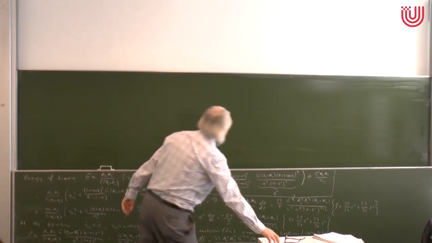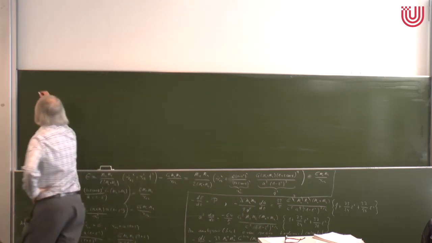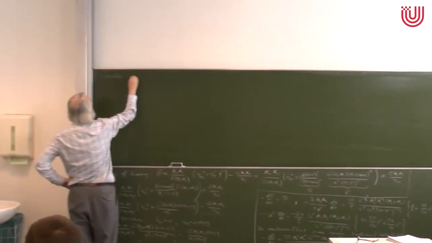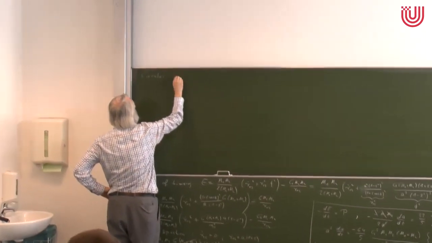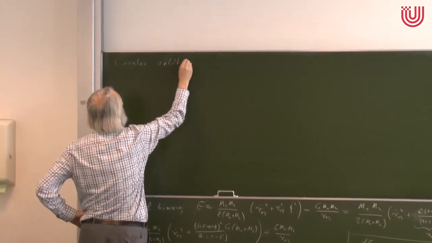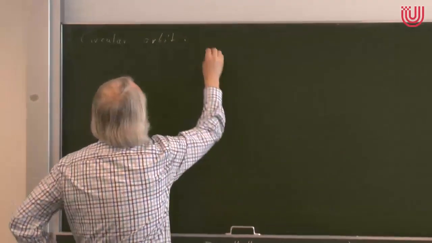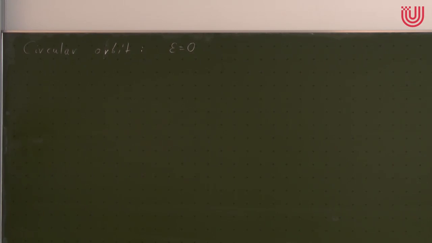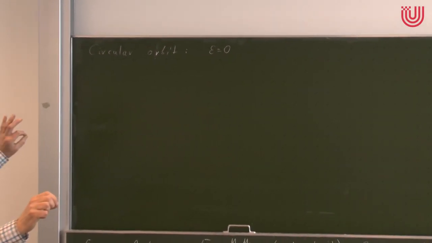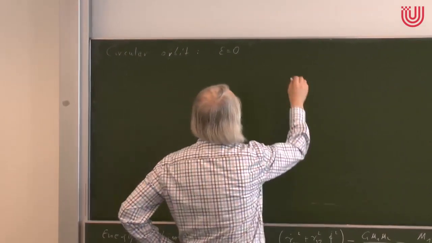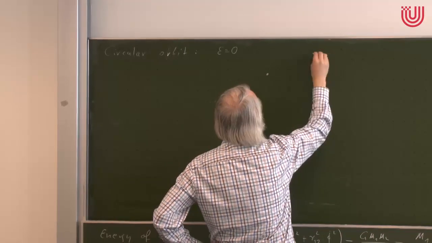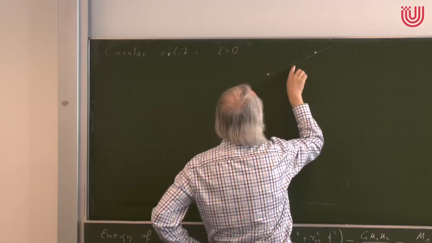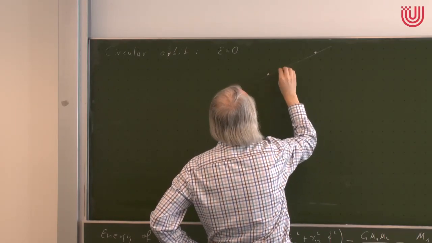So let's consider circular orbits now, for the rest of this lecture. This means epsilon is equal to 0. Yeah, this means circular. It does not necessarily mean that the masses are equal. The masses may be unequal. So if I have one mass here, the other mass here, the center of mass is not necessarily in the middle of the two. It may be here, for instance.